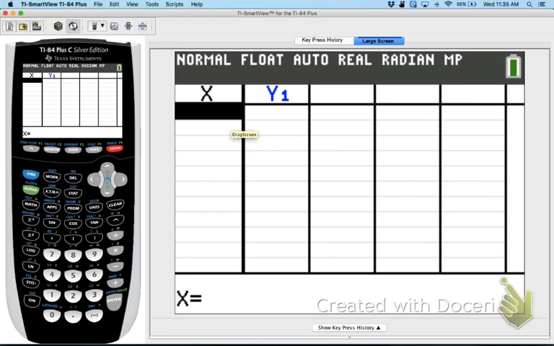Now, if we had not set it to ask, if we had left them both on auto, then this would already be filled in with a zillion numbers. But since we set it to ask, that means we get to plug in whatever numbers we want there for x. Well, we chose to test -3. So I'm going to hit -3, enter, and ta-da, it fills it out for us.